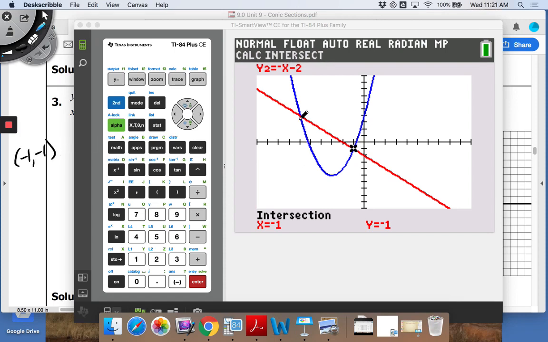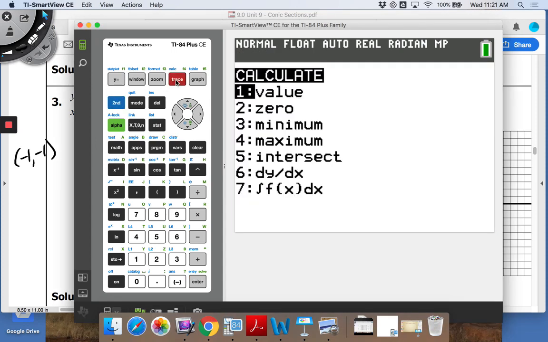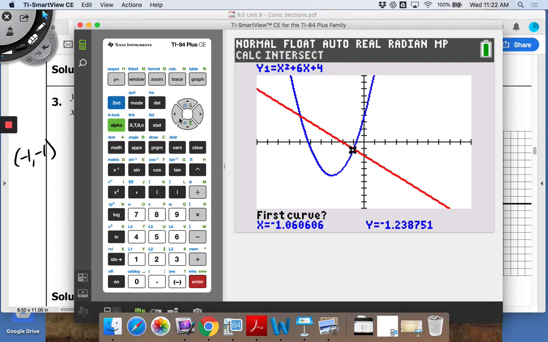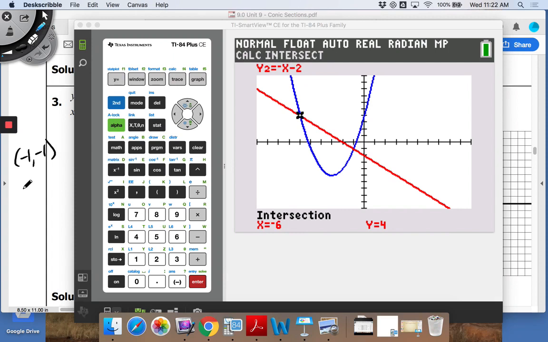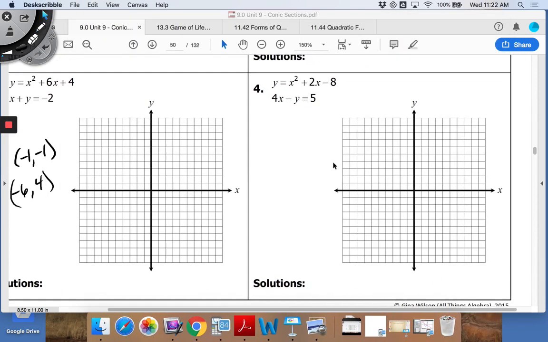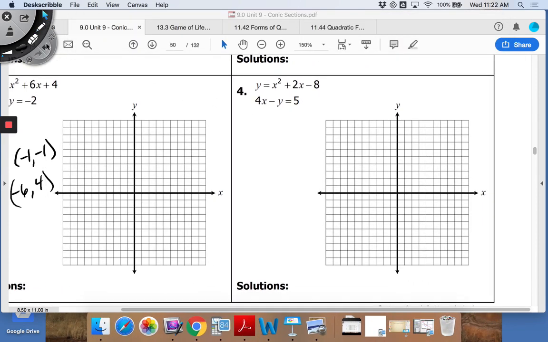But I also know it intersects over here. So in order to see that, I'm going to have to go back to second calc, down to intersect, and this time I'm going to move this closer to the other intersection. Enter, enter, enter. So my other intersection is negative 6, 4. And so you can use this method the rest of the time as long as it's y equals.